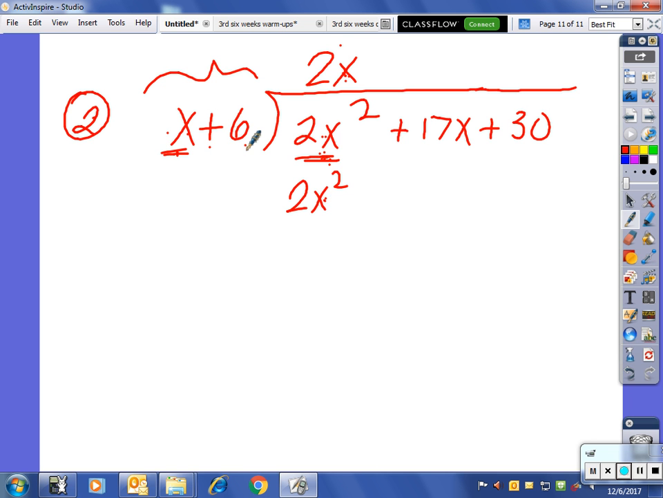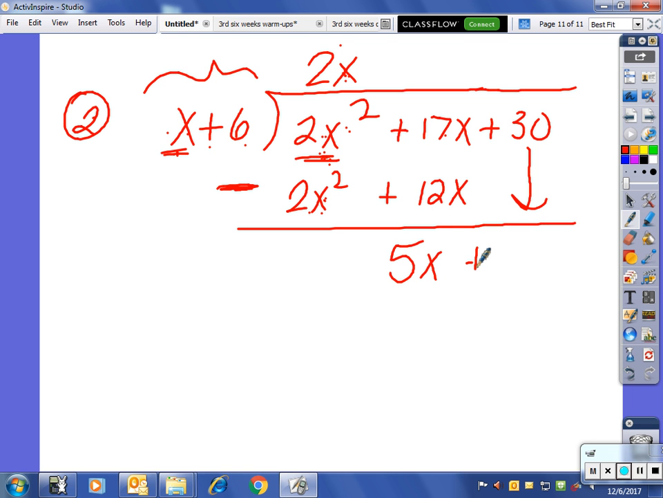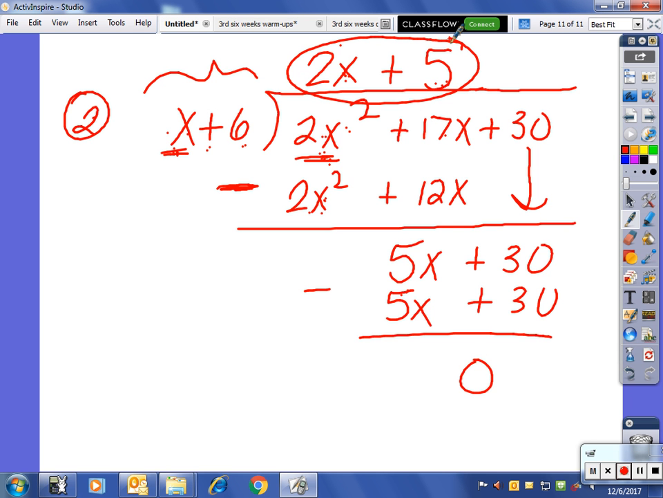What's 2x times plus 6? Plus 12x. Now what do we do? You subtract. You shouldn't have any x squareds left. What's 17x minus 12x? 5x. And I also need to bring down the plus 30. I'm almost done now. How many times does x go into 5x? Positive 5. What's positive 5 times the entire divisor? What's 5 times x? 5x. What's 5 times plus 6? Plus 30. What's my remainder? 0. There's my answer, 2x plus 5.